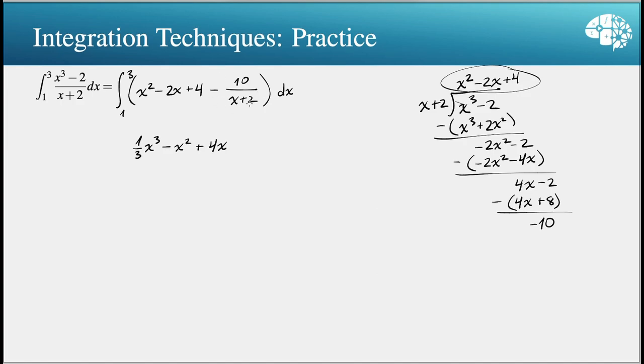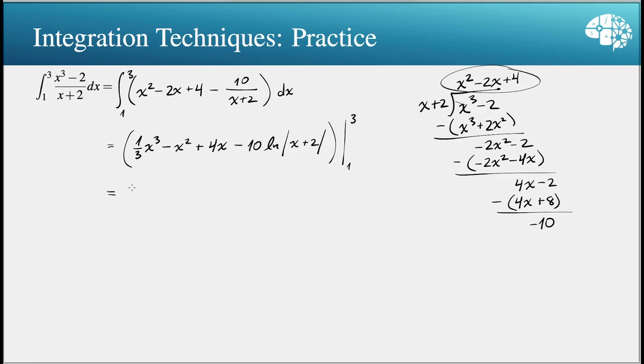And then right here, we have a simple linear function in our denominator. So this is a minus 10, and then the natural log of the absolute value of x plus 2. Okay. Now this here is an antiderivative of this function. We've got bounds here, so we don't need plus c, but we're going to evaluate now from 1 to 3.